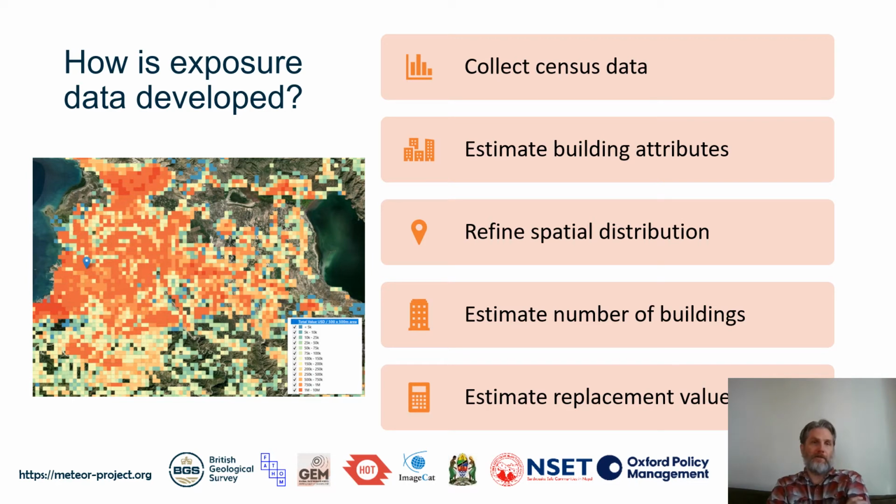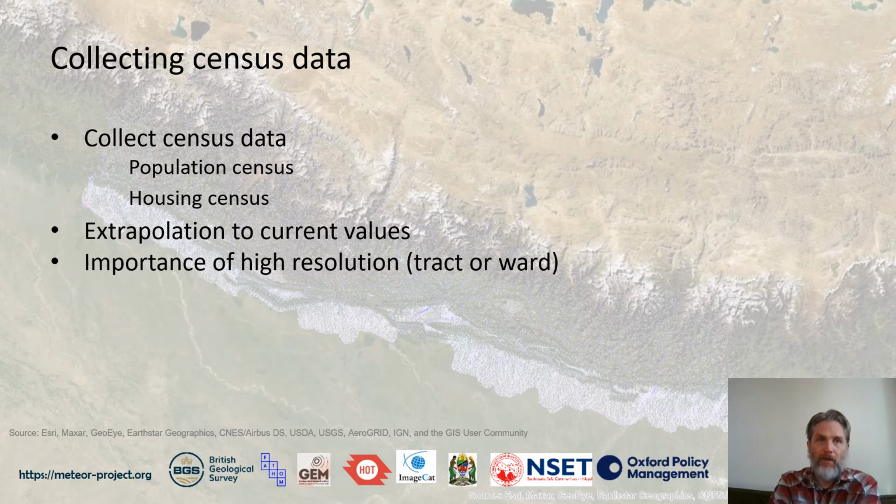So how is exposure data developed? Here are the general steps. Again, we're focusing on those levels 1, 2, 3, 4, not so much on building-specific data if you have it available. First, collect your census data, the most accurate census data you can. Second, estimate the building attributes for vulnerability. Third, refine the spatial distribution. Fourth, estimate the number of buildings, and fifth, estimate the replacement value. So those are the 5 major steps that we'll be going through.